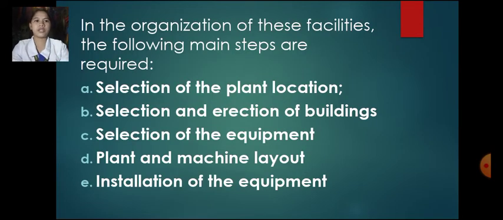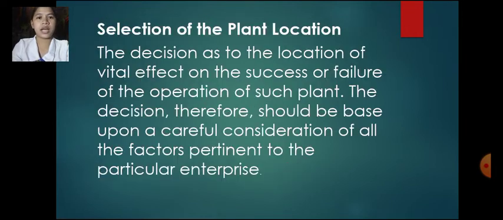In the organization of these facilities, the following main steps are required. Letter A, selection of the plant location. Letter B, selection and erection of buildings. Letter C, selection of the equipment. Letter D, plant and machine layout. And lastly, letter E, installation of the equipment. So let's proceed to the selection of the plant location.